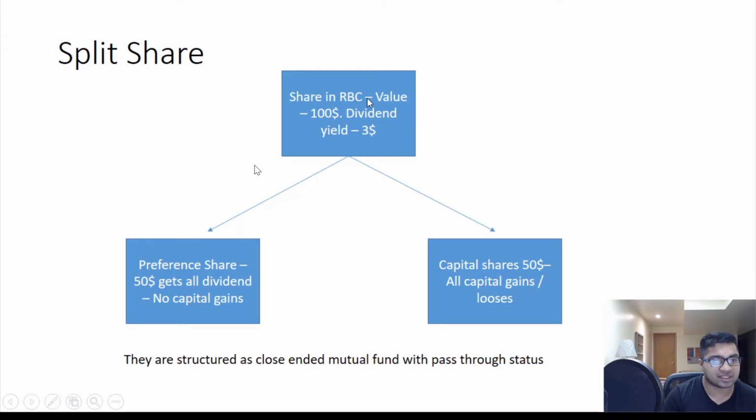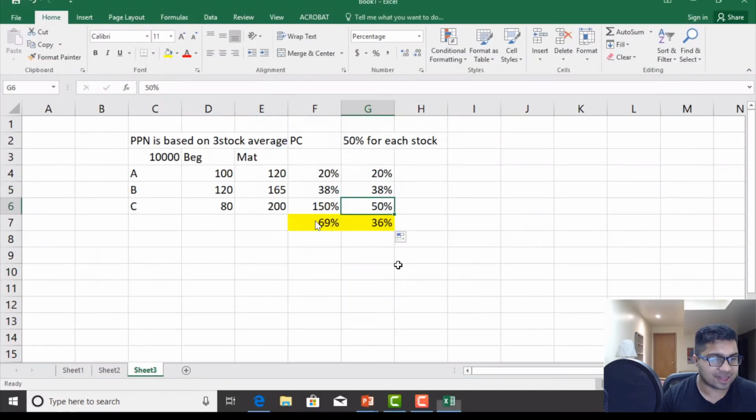So we'll go step by step. They are creating a split share on a stock of RBC. The value of that stock is $100 and an average dividend is around $3 for a $100 investment. So it has a 3% yield. So how will it work? Generally a split share corporation will buy shares of RBC. Then they will structure a close-ended mutual fund out of these RBC shares. Now that close-ended mutual fund will create preference share units and capital share units. The person who buys a preference share unit will have to pay $50, but he gets access to all dividends. The person who buys a capital share unit will also pay $50, but he gets access to all capital gains and losses. And they are structured as a close-ended mutual fund with pass-through status. So I'll go to Excel and explain how it works.